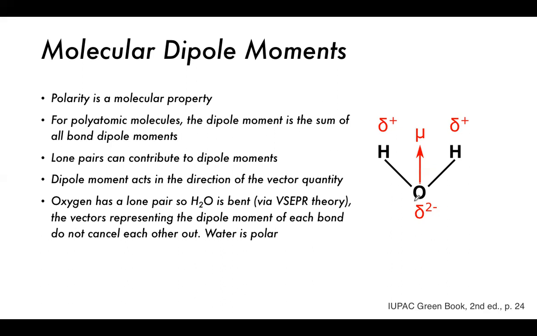So the lone pairs here and here add electron density here, which makes this somewhat more negative than this. And so we end up with the dipole moment pointing this way from negative to positive according to the IUPAC theory. So for polyatomic molecules, the dipole moment is the sum of all the bond dipole moments.